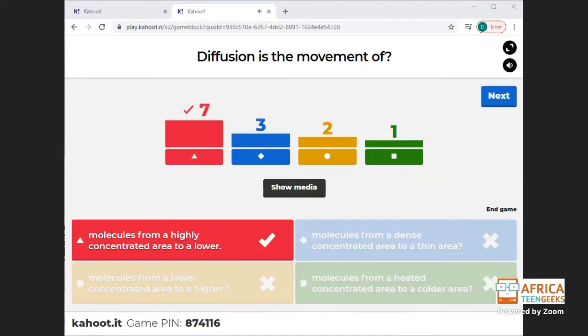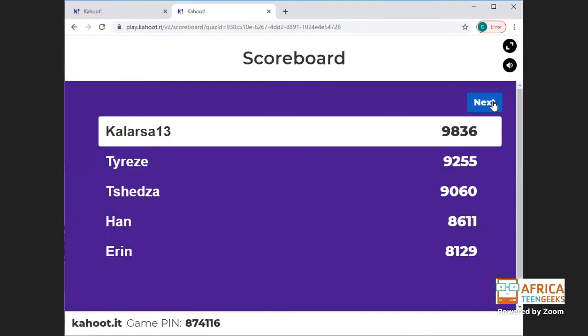Nice, guys. Beautiful. So most of us got that diffusion is when molecules travel from a highly concentrated area to a lower concentrated area. Okay, so we still have Clarissa, Chetza, Tyrese, Aaron, and Han.